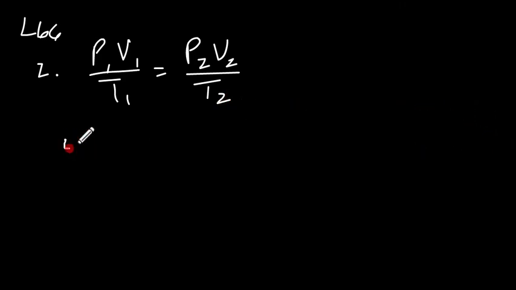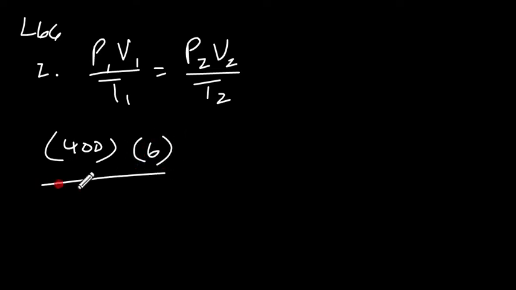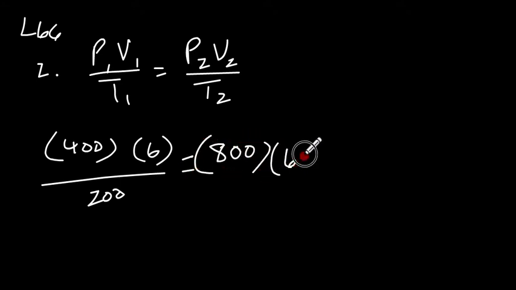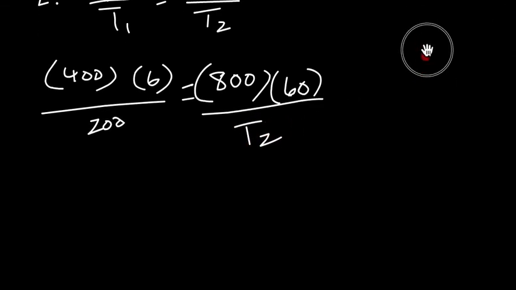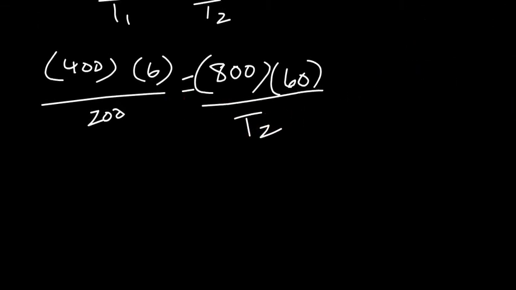The initial pressure was 400. The initial volume was 6. The initial temperature was 200. Then they said they're going to increase the pressure to 800. They're going to increase the volume pretty significantly to 60. And then we are going to find temperature 2. So what I did here was I took the 200 into 400 and got 2.